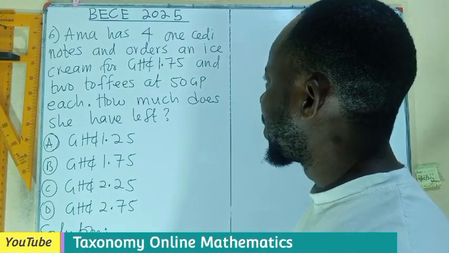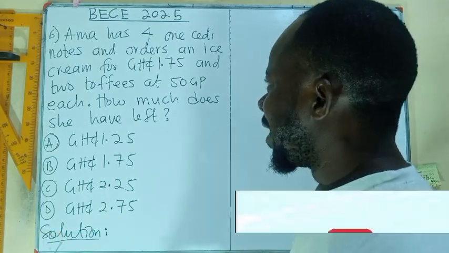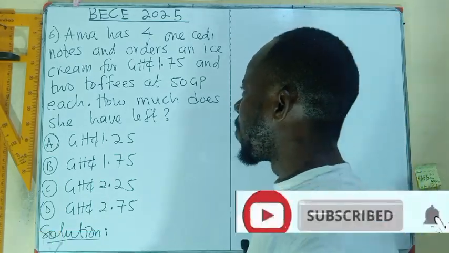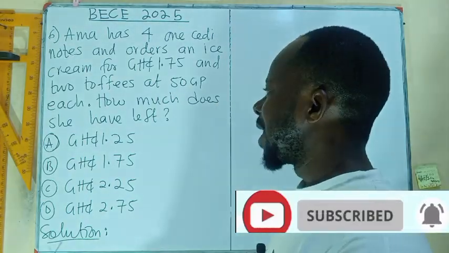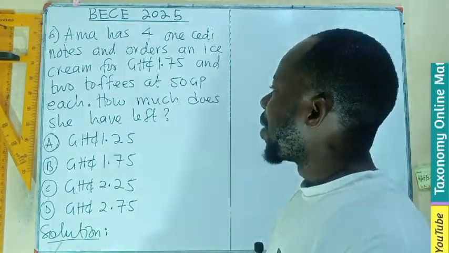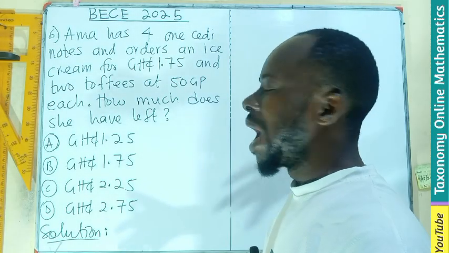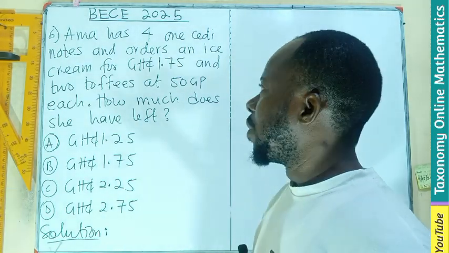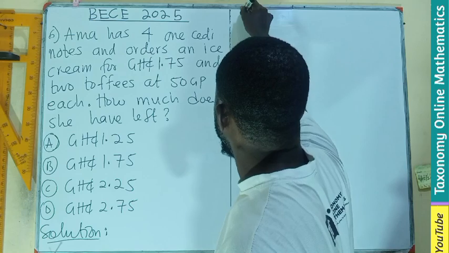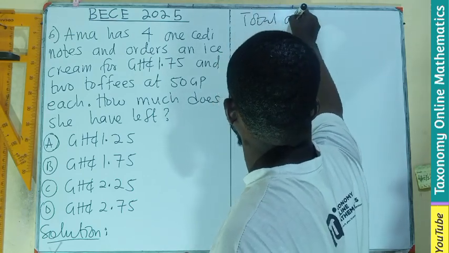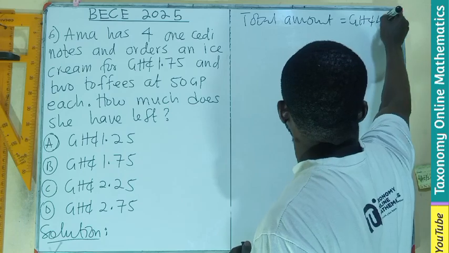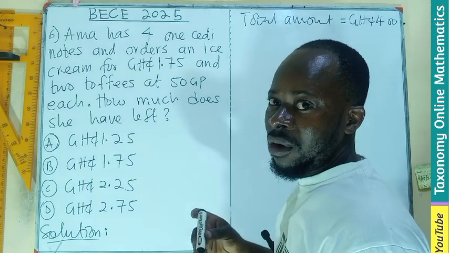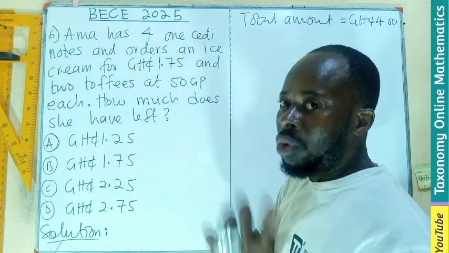Amma has a 4 Ghana cedi note and orders an ice cream for 1 Ghana cedi 75 pesos and 2 toffees at 50 Ghana pesos each. How much does she have left? So total amount, let's just pick it that way. Total amount is going to be 4 Ghana cedis, a 4 Ghana cedi note gives you a total of 4 Ghana cedis.